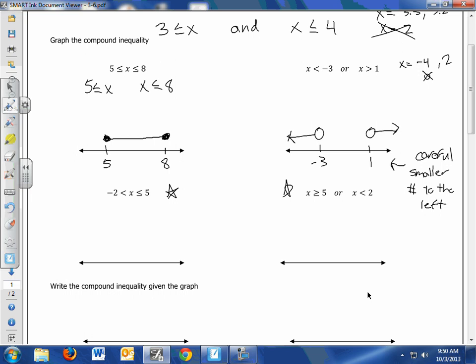Check your answers with a neighbor, please. Check that second one, Mr. Day. Yep, but don't draw arrows. Just connect the points on those ones on the left.